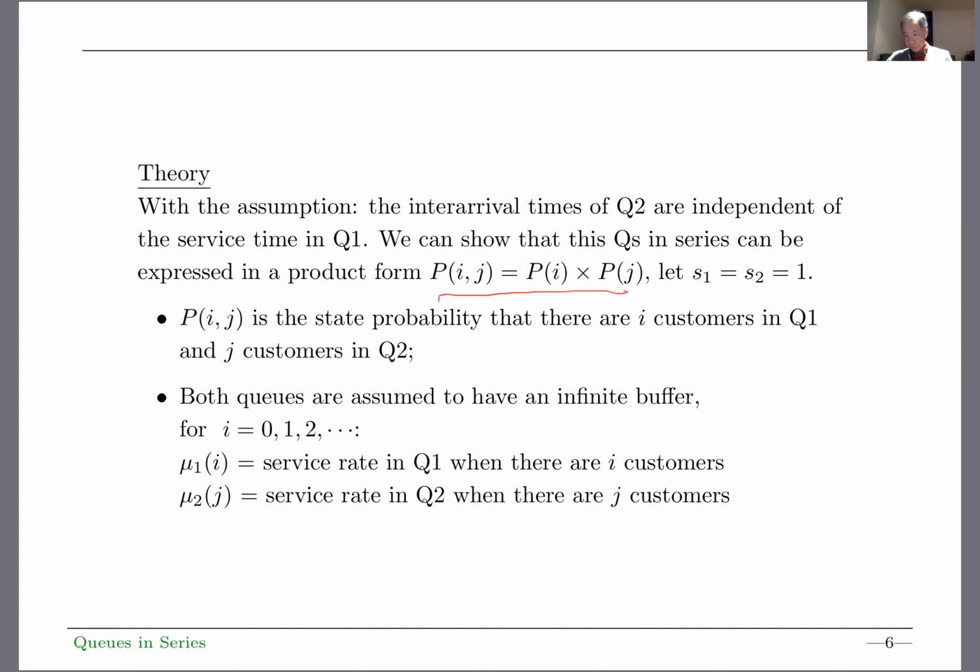So let's define the joint probability, where I is the number of customers in Q1 and J is the number of customers in Q2. Okay, and with that, let's assume there are different departure rates for each different state, for each customer count, but we relax that later on. So the service rate in Q1 when there are I customers, and the service rate in Q2 when there are J customers. With that notation, we just move forward a little bit.